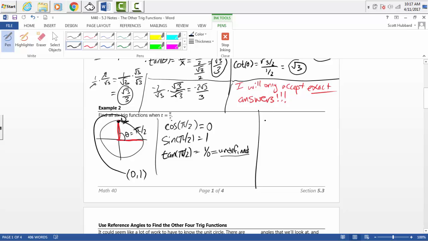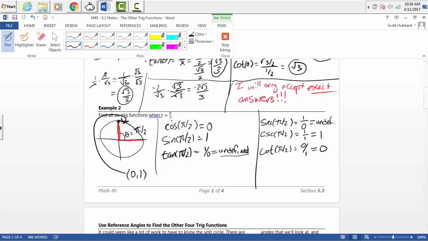And so then we have secant of pi over 2. Remember, that's 1 over the cosine value, so that's 1 over the x, which is 0, so again, that's also undefined. And then cosecant of pi over 2, that's going to be 1 over the y value, 1 over 1. And so that's 1. And then finally, cotangent of pi over 2. That's going to be defined as the x over y, which is 0 over 1. And so that's going to be 0. Okay?